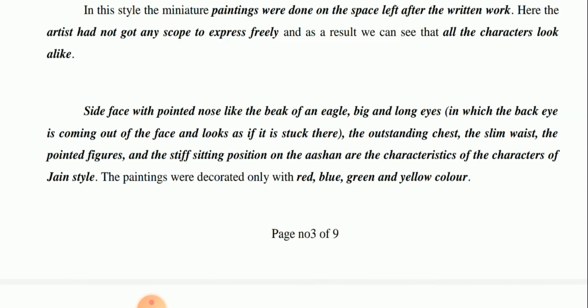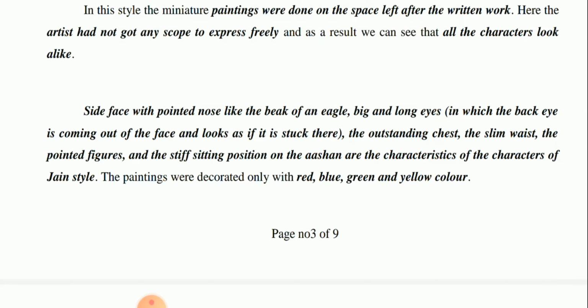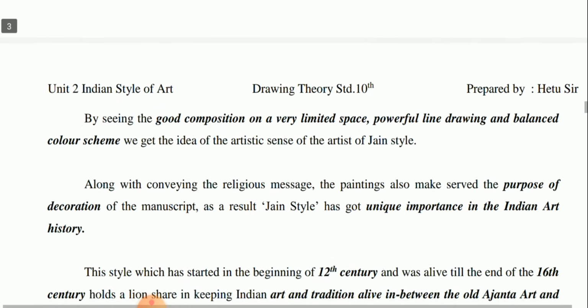Another feature was an outstanding chest and slim waist. The pointed fingers and the stiff sitting position on an asan are the characteristics of the characters of Jain style of art. The paintings were decorated with only red, blue, green and yellow ochre color. Only 4 colors were used in these paintings.